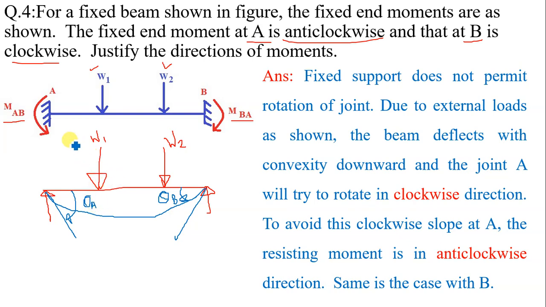Now in case of a fixed beam, the fixed support offers resistance to this rotation and avoids the rotation at A. To avoid a clockwise rotation at A, the fixed support offers an anti-clockwise moment. Similarly, to avoid anti-clockwise rotation at B, fixed support B offers a clockwise fixed end moment. This is the justification for the directions of MAB and MBA. You can read this paragraph for better understanding.